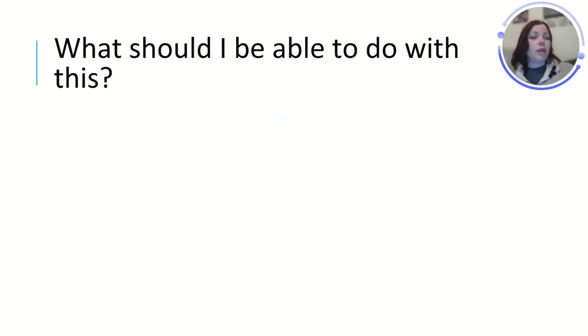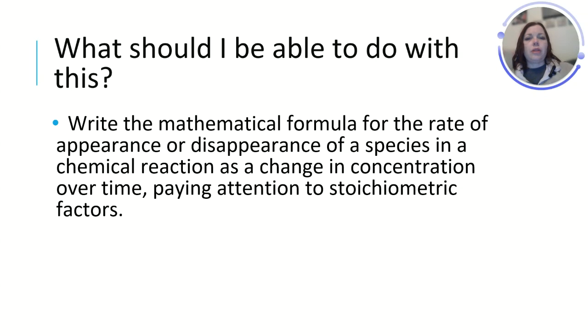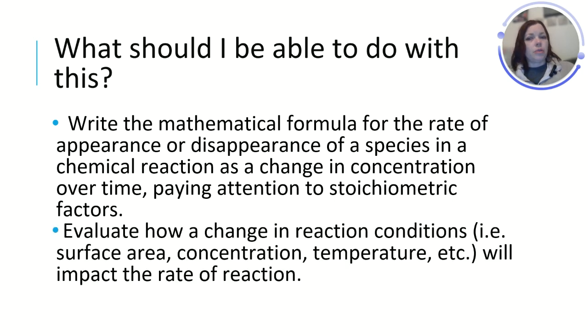All right, so what should you be able to do with this? You should be able to write the mathematical formula for the rate of the appearance or disappearance of a species in a chemical reaction as a change in concentration over time, paying attention to your stoichiometric factors, and then evaluate how a change in reaction conditions, i.e. surface area, concentration, or temperature, will impact the rate of reaction.